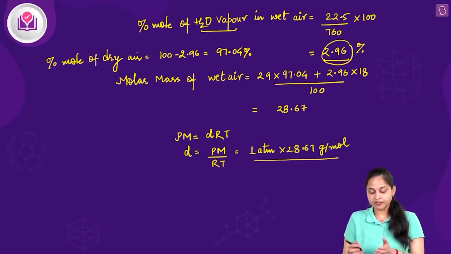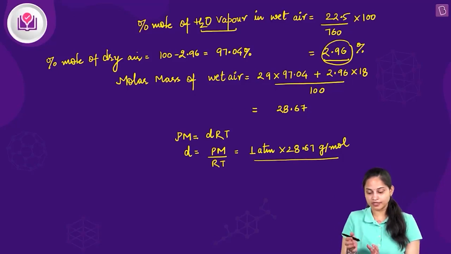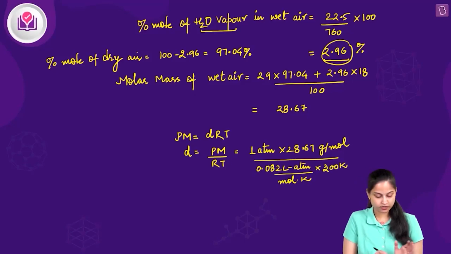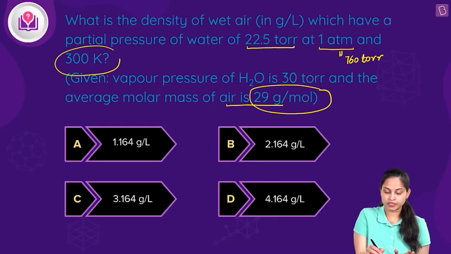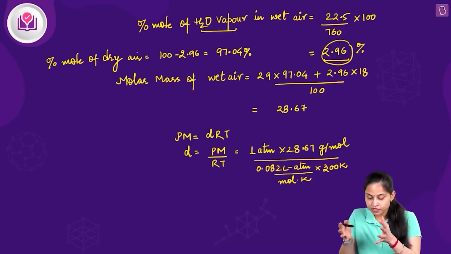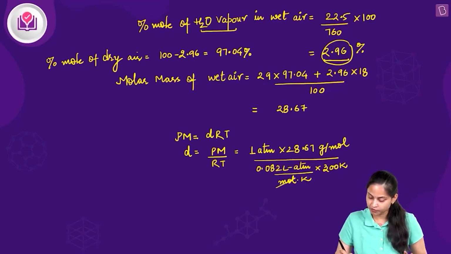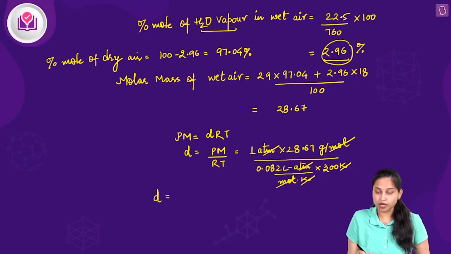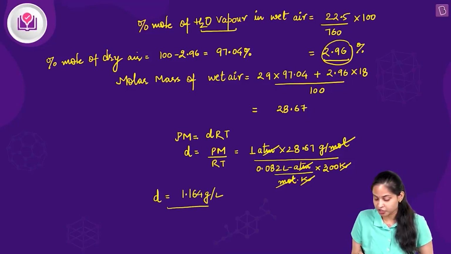Divided by R. What is the value of R in terms of atm? It is 0.082 liter atm per mole per Kelvin, and the temperature is 300 Kelvin, given to us. Substituting, and when you solve this out, mole cancels with mole, Kelvin cancels with Kelvin, atm cancels with atm, and we are left with gram per liter. So density is going to come out as 1.164 grams per liter when you solve this expression.